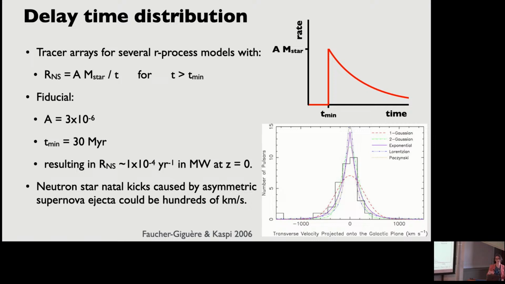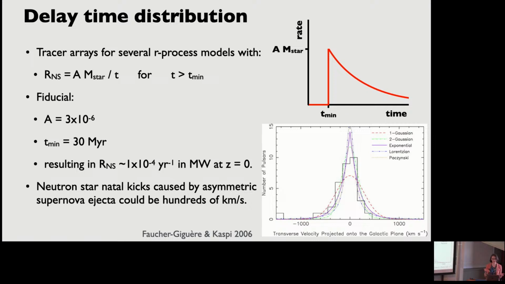And then this results in about 10 to the minus 4 neutron star mergers per year in a Milky Way mass galaxy at redshift 0. Which is highly uncertain, of course, compared to our Milky Way, but there are some estimates based on binary pulsars that are sort of in the same ballpark. But it could also still be an order of magnitude lower or higher.